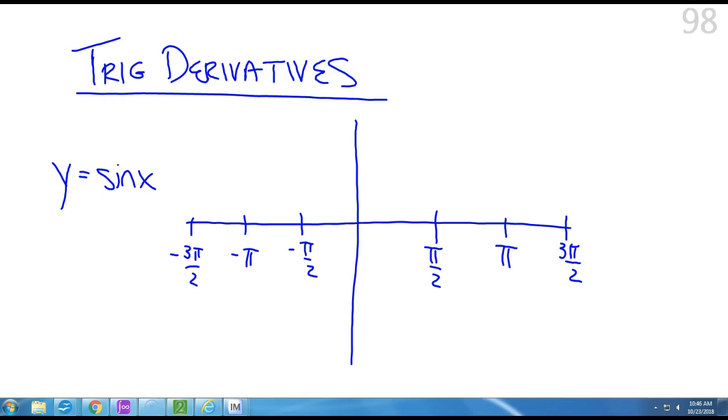I'm going to try to explain to you why the derivatives are what they are. In the end, it's just memorize them, but I think it's easier to memorize if you have an understanding of where they come from a little bit. So I'm going to try to do that.